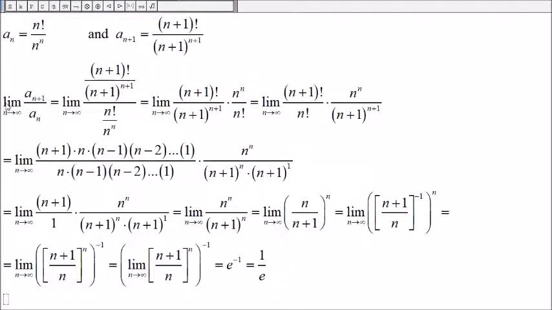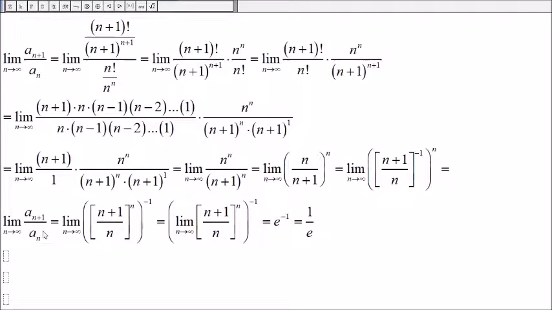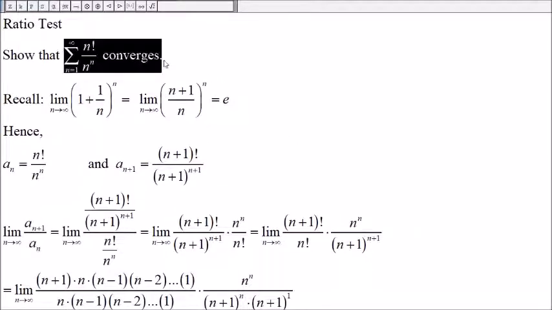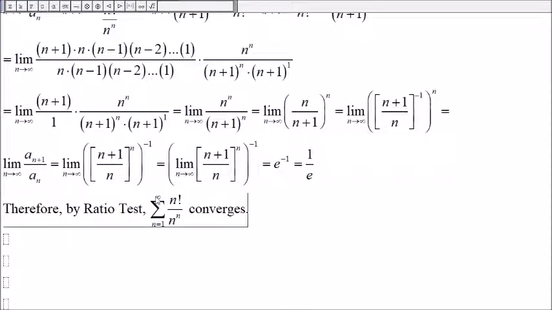And so we have shown that the limit of a sub n plus 1 over a sub n converges. The limit is 1 over e, and therefore by the ratio test this series right here converges.